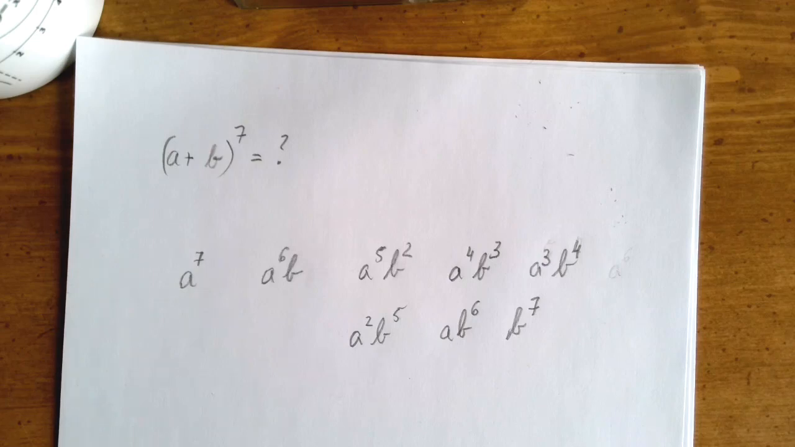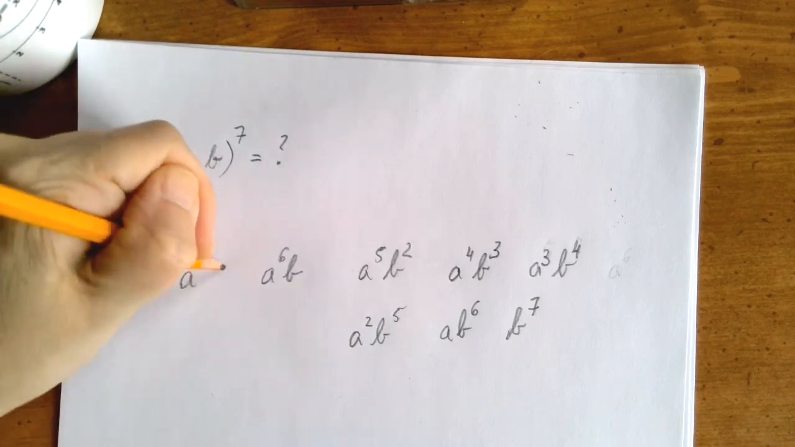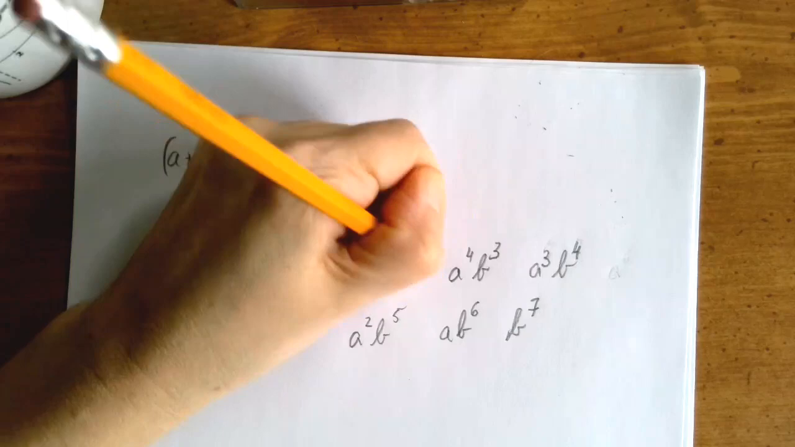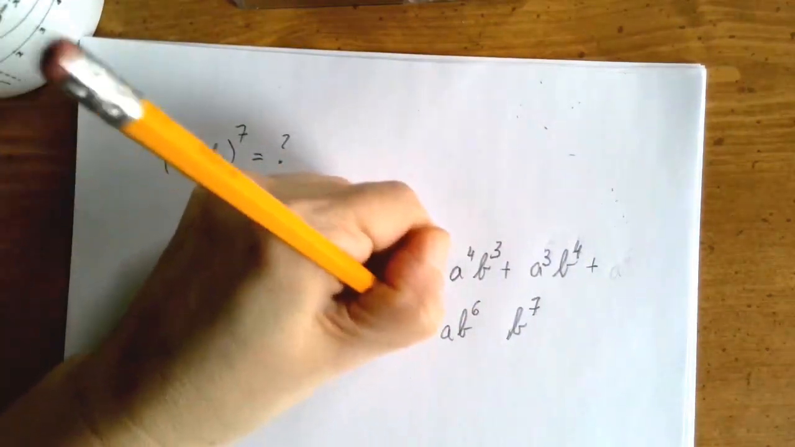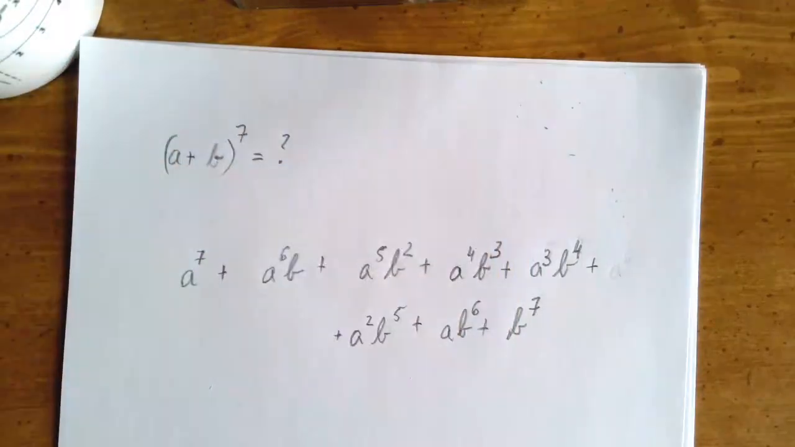I couldn't even fit it on one line, so it would be helpful if we could do this without multiplying it all out. So the signs are easy in this case, right? They're all going to be plus. But what about the coefficients? That is the challenging part.